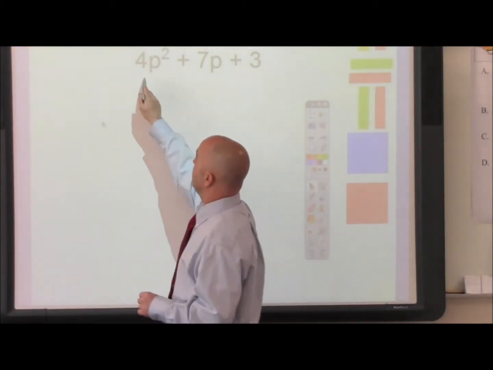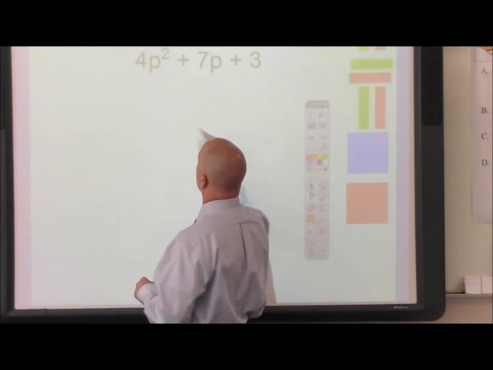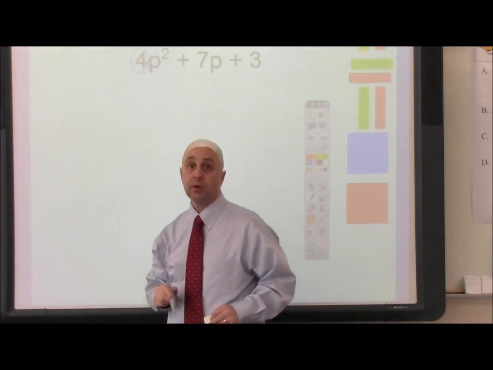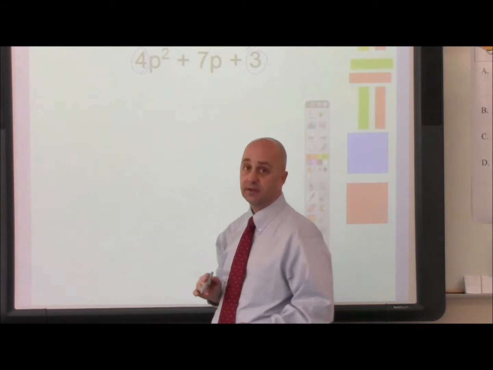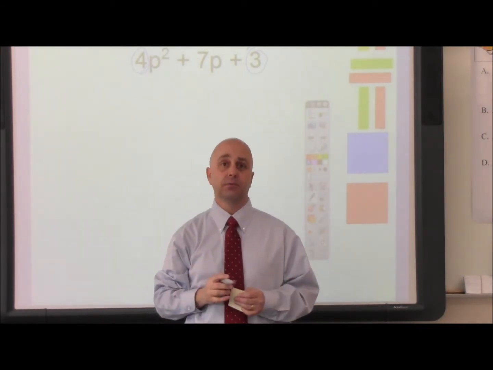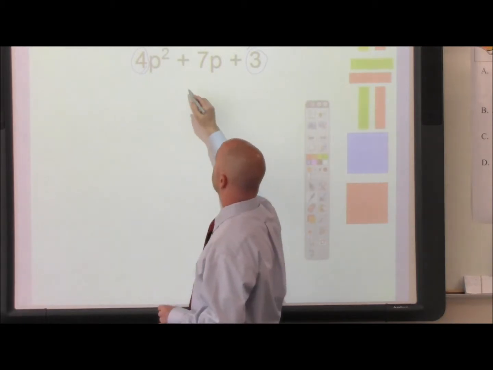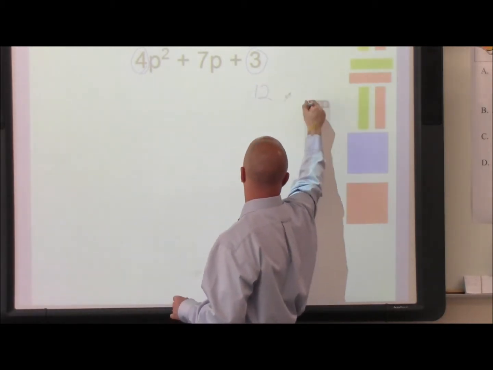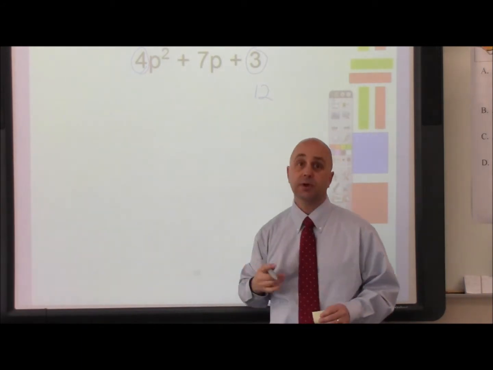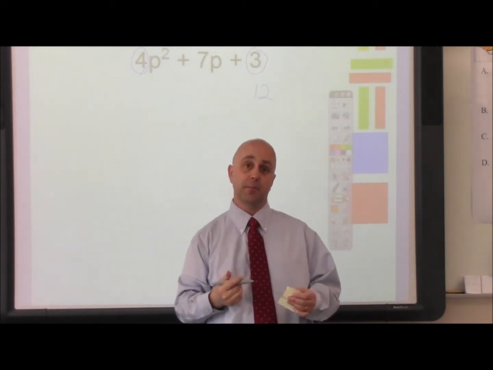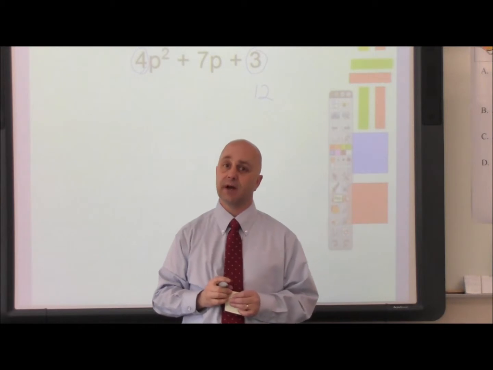So what we do is we take the coefficient of the squared term, and the constant, the a and the c in our form of polynomials, and we multiply them together. So 4 times 3 makes 12. And then what we're looking for are factors that make 12. So we're going to make a list of those factors.